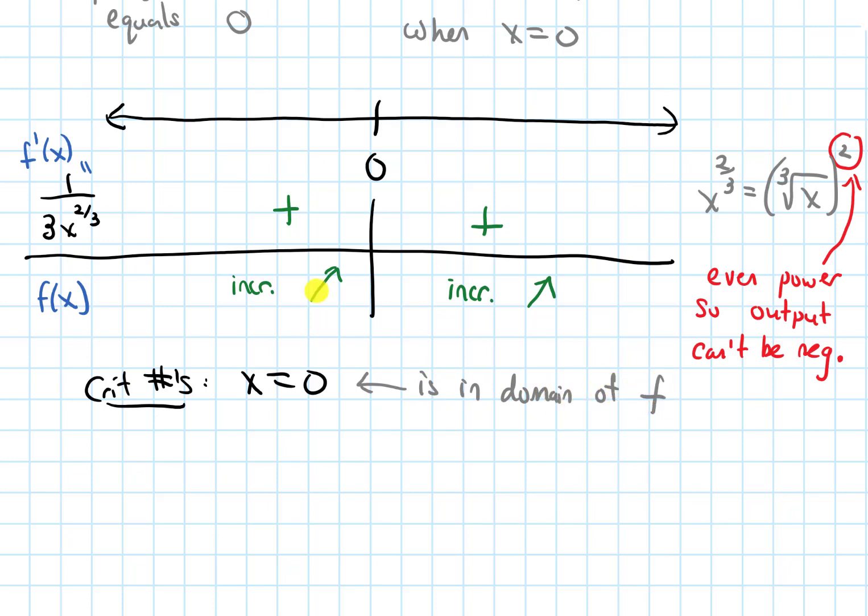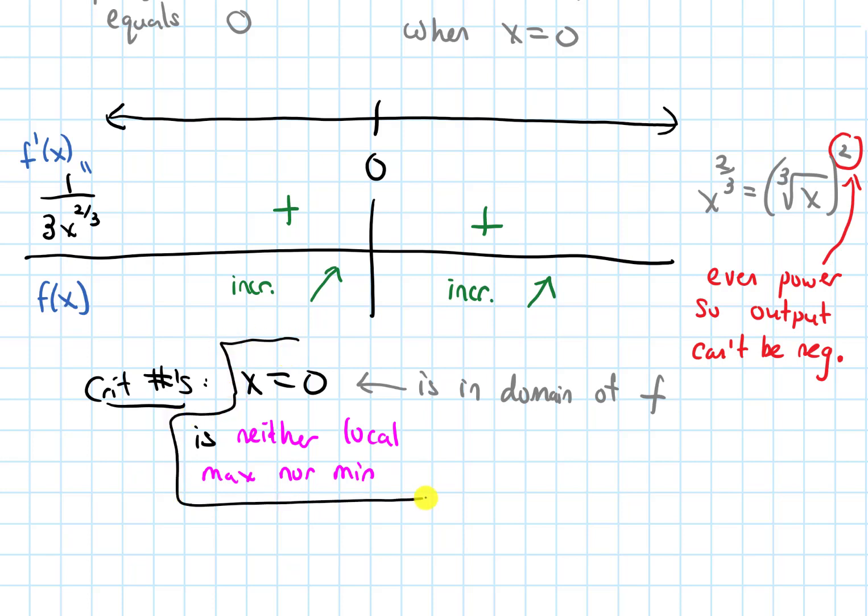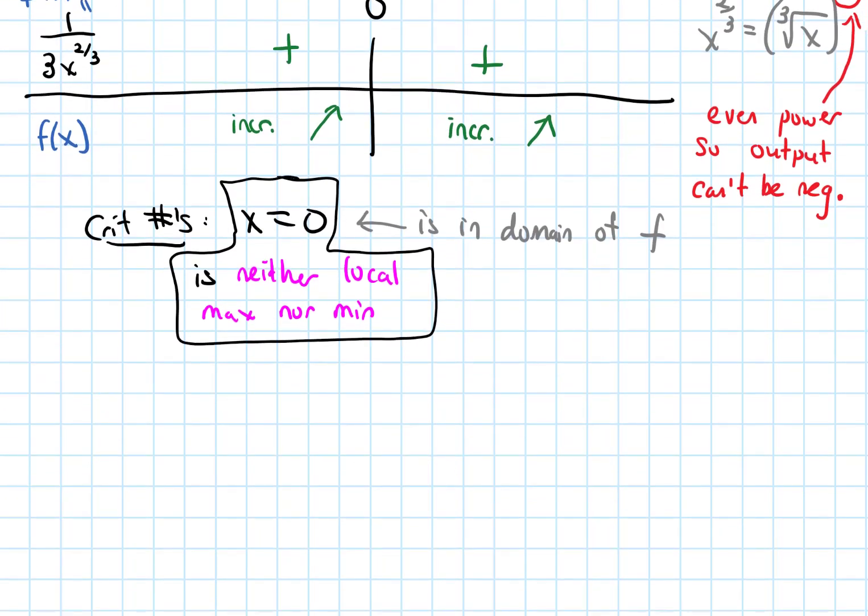Okay. And because my function doesn't change what it's doing, it's just increasing on both sides of it, x equals 0 is not going to be a local max or a local min. I'm going to say it's neither a local max nor a local min. Okay, so we found our critical number and we've classified it. All right, we are ready for inflection points.